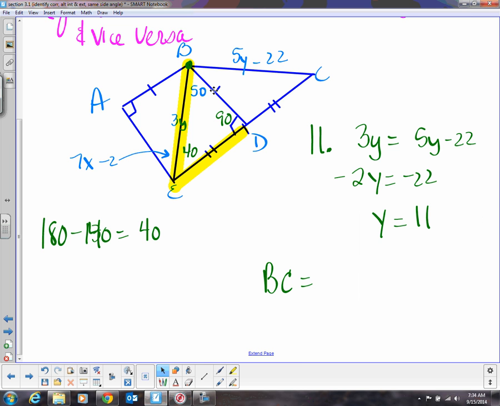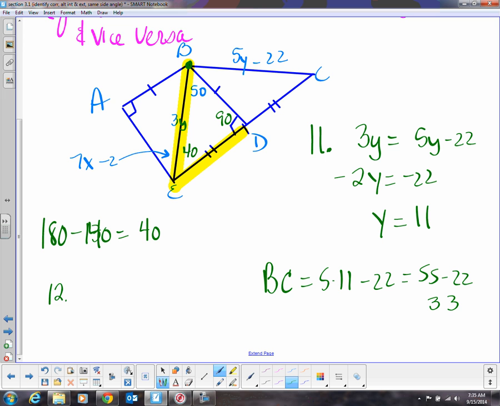Y is 11. This is BC. Exactly. So you're going to say 5 times 11 minus 22 is 55 minus 22, which is 33. What if they ask for BC? Is that possible? Oh my gosh, they did that. Oh, we just did. Wait a minute, that's BC. What did they ask for, BE, number 12?